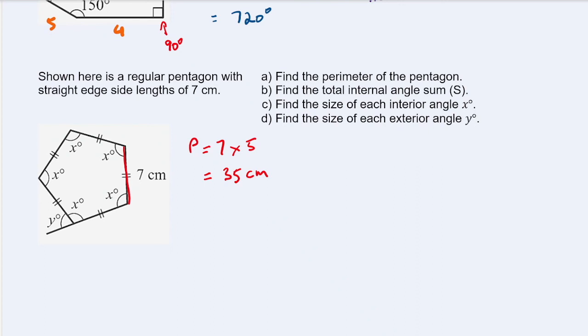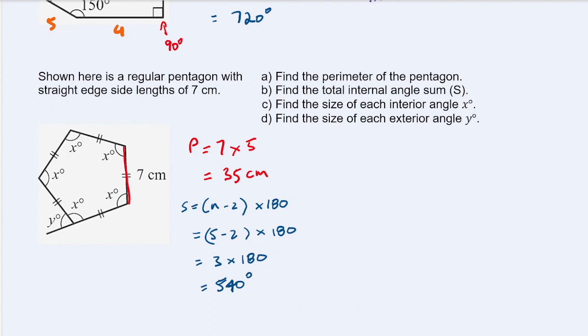Next, we want to find the internal angle sum. Knowing how to do that, we're going to use that formula again. And since we did this in the example previously, we should already know what this is going to come out to. Because it is a pentagon, it's a 5-sided shape. So we are at 540 degrees. There's our internal angle sum.